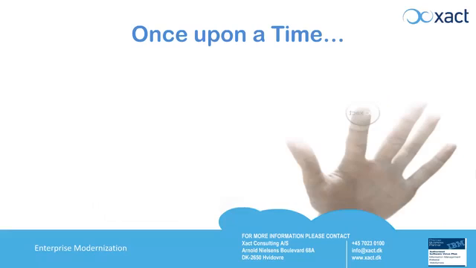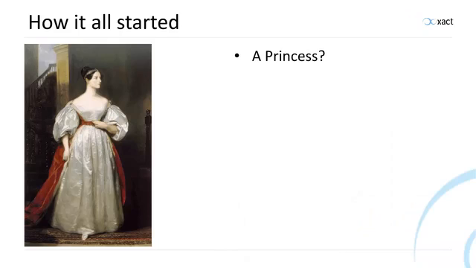So let us begin as all fairy tales should begin. Once upon a time. A fairy tale often circles around the princess. This lady looks like a princess in this painting, but some of you may recognize her. She is Ada, Countess of Lovelace, the daughter of the poet Lord George Byron. She was the first computer programmer in the world and probably the only one that never copied the program from somebody else.